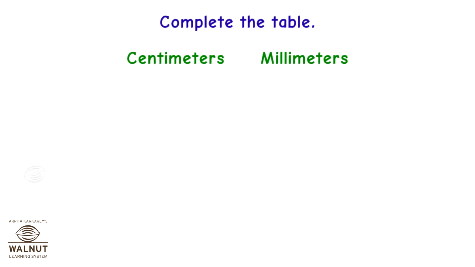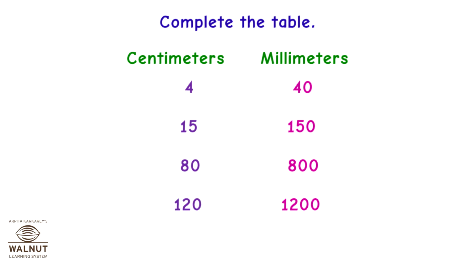Complete the table. Centimeters, millimeters. 40 mm is equal to 4 centimeters. 150 mm is equal to 15 centimeters. 800 mm is equal to 80 centimeters. 1200 mm is equal to 120 centimeters. 1340 millimeters is equal to 134 centimeters.